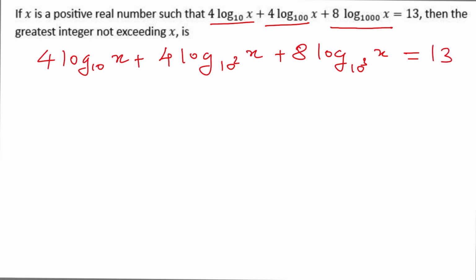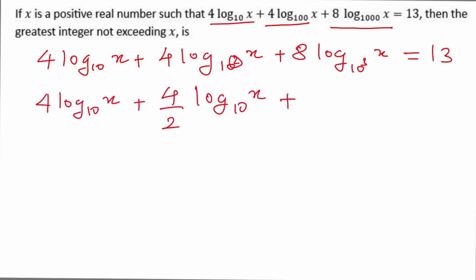Now, the next step is, we have seen this in the properties of logs. When the base has a power, that power will come out in the denominator and divide. So in the next step, let's write 4 log x to the base 10 as it is, plus 4 log x to the base 10 squared will be 4 by 2, the 2 will come outside: 4 log x to the base 10 divided by 2. Plus, in the same way, we have a 3 in the power here, I will take it out in the denominator. It will be 8 by 3 log x to the base 10 is equal to 13.